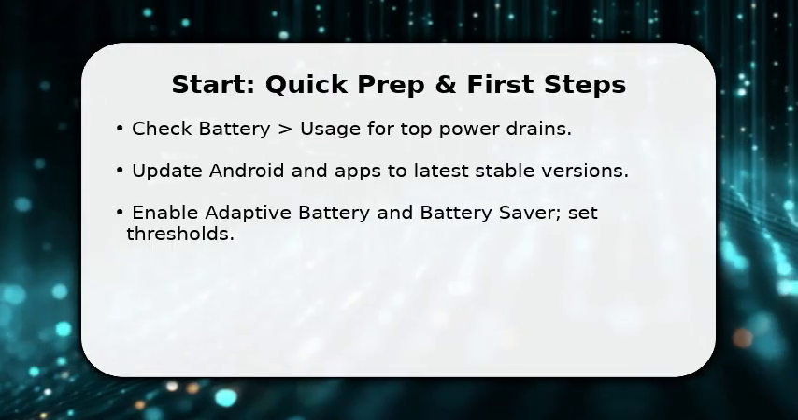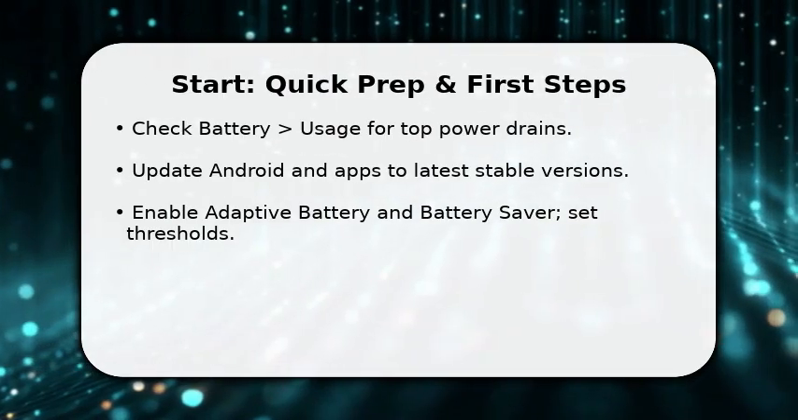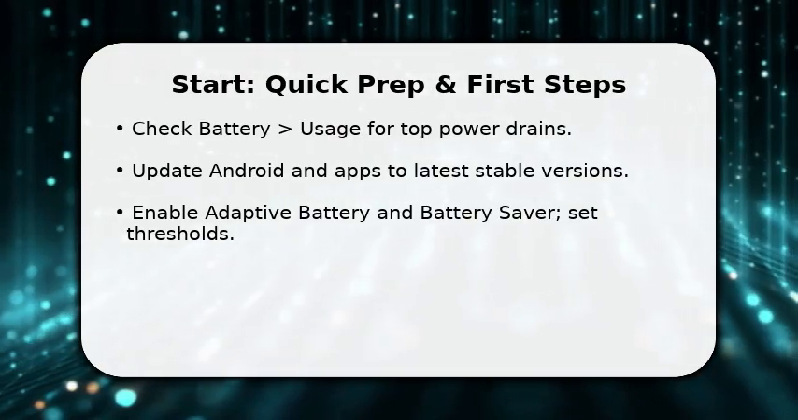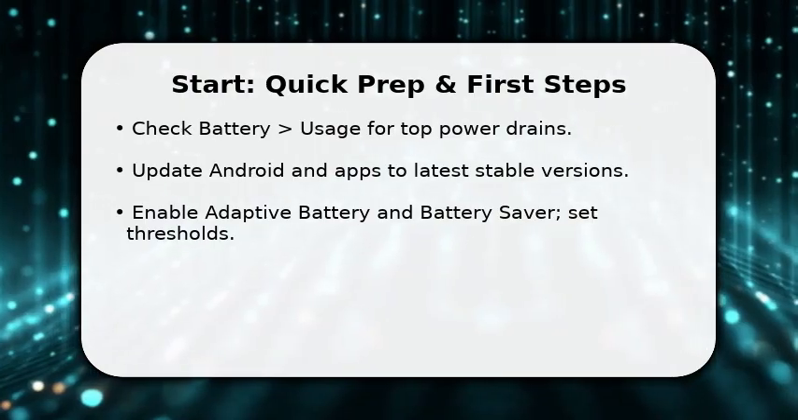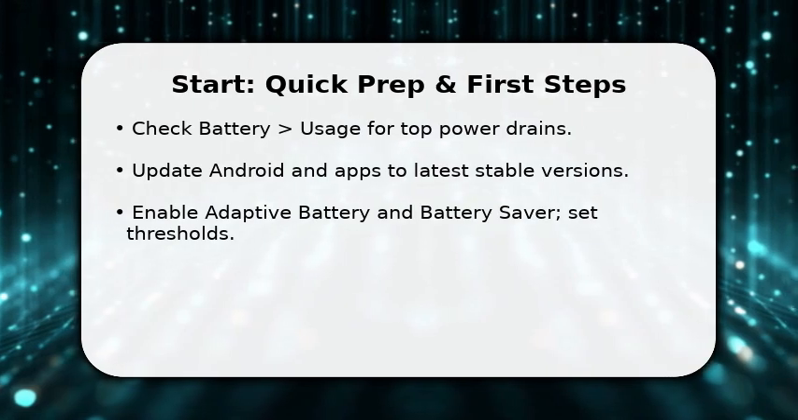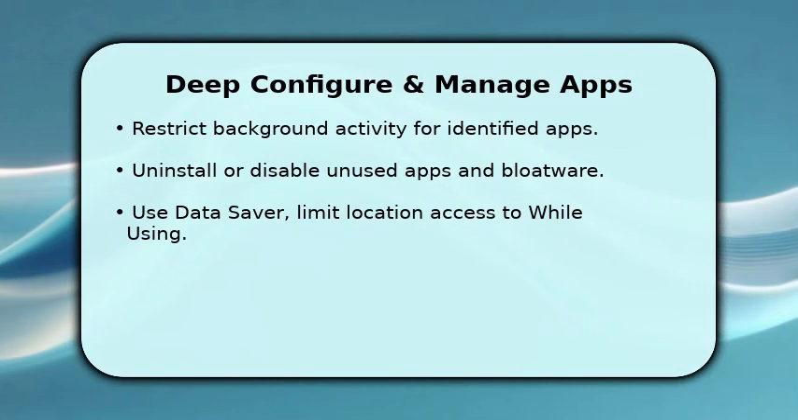This limits background activity. Also reduce screen brightness and set an auto-sleep timeout. These immediate actions reduce waste while we move into deeper configuration steps next. Now you tackle the complex middle steps. Go back to battery usage and tap each offender.